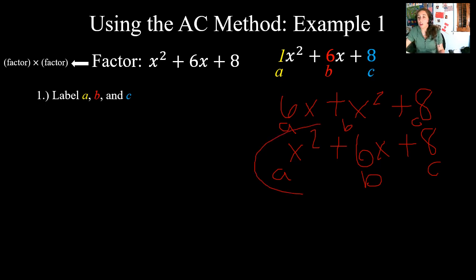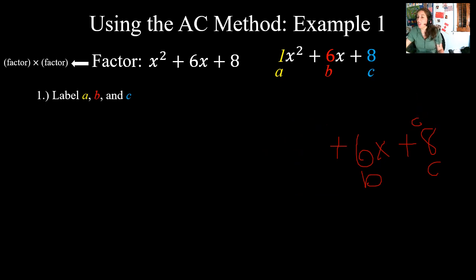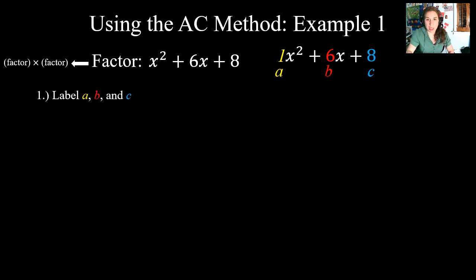Your A, B, and C are the coefficients in front of your variables when it is written in descending order, okay? Highest degree to lowest degree. So that's important. So make sure if you need to, you rearrange your polynomial so that it is in descending order. But this one is given to us in descending order, so we can just label our A, B, and C pretty quickly.